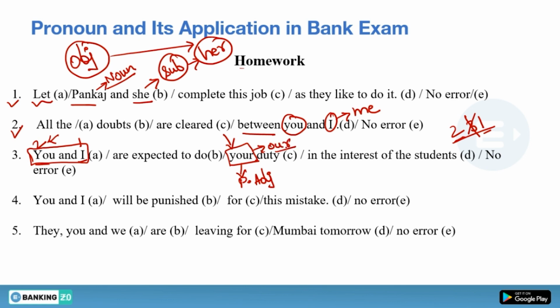Is it clear to you? Next sentence we have, you and I will be punished for this mistake. You and I means second and first person.